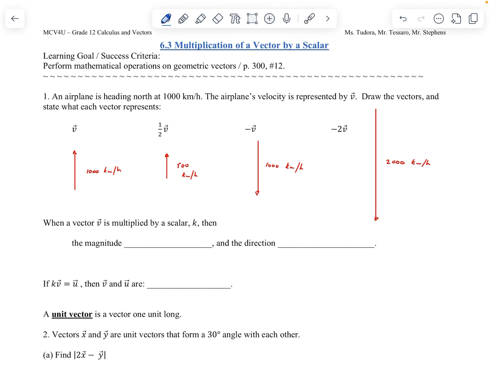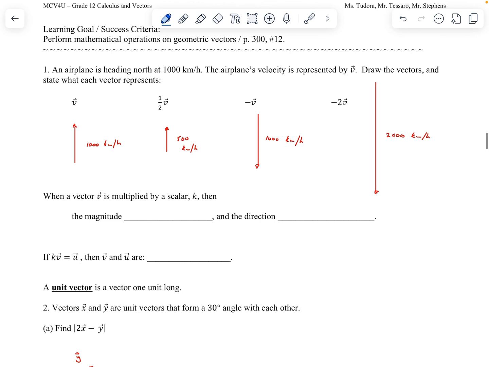So when a vector v is multiplied by a scalar, so when you multiply something with a direction by something that doesn't have a direction, the magnitude is multiplied and the direction stays the same, or flips.